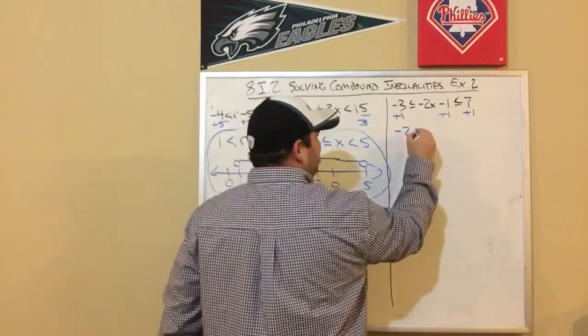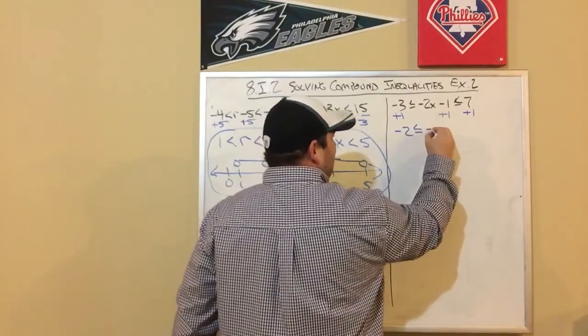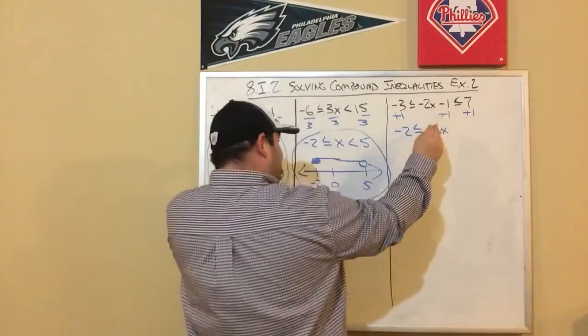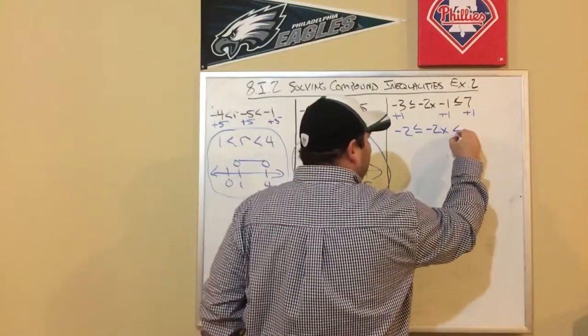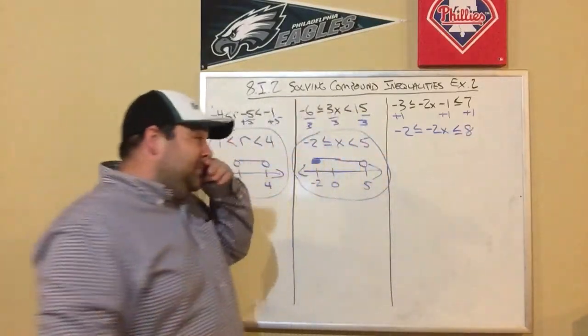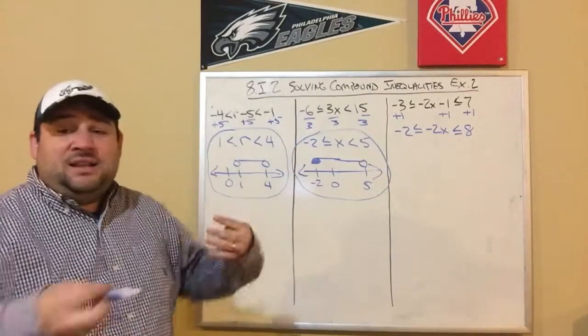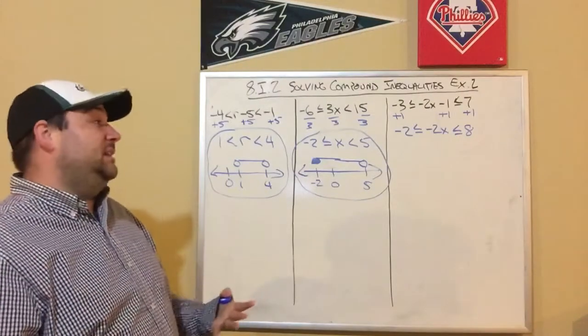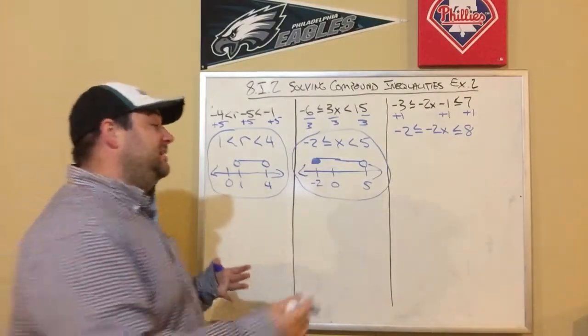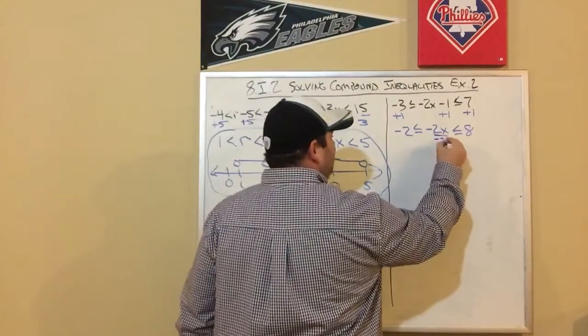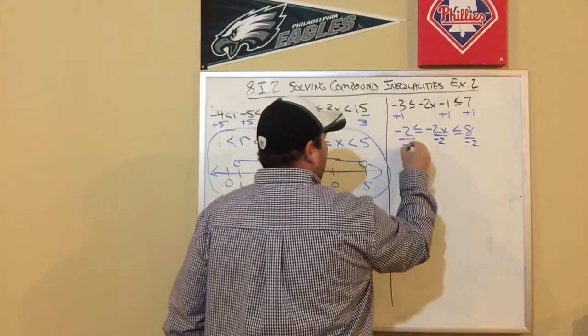So now I got -2 is less than or equal to -2x minus 1 plus 1 cancels. And then 7 plus 1 is 8. And then next, so I'm still not done. I still have to get x alone. So I got to divide by -2. So I'm going to divide both sides, or all 3 sides here by -2.